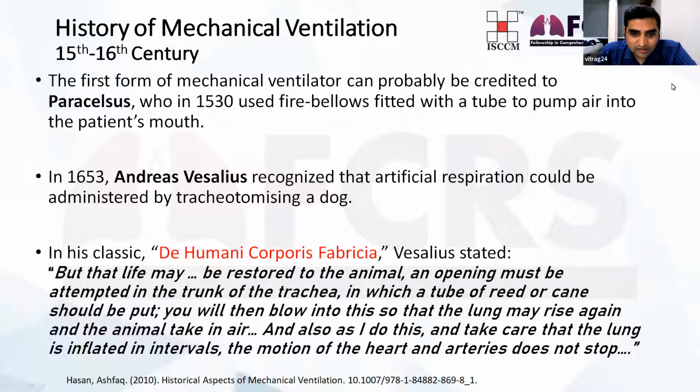In his classic De Humani Corporis Fabrica, Vesalius stated that, so that life may be restored to the animal, an opening must be attempted in the trunk of the trachea, in which a tube of reed or cane should be put. You will then blow into this so that the lung may rise again and the animal take in the air. Also, as I do this and take care that the lung is inflated at intervals, the motion of the heart and artery does not stop. This is the exact sentence mentioned in his classic.